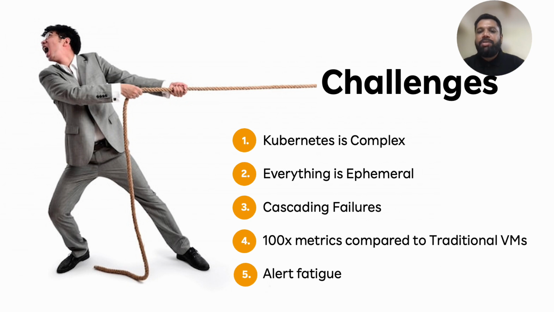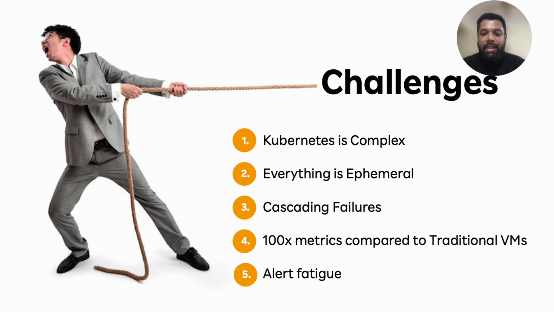Because of this extensive set of metrics, you get deep insights into the health, performance, and resource utilization of Kubernetes infrastructure. However, managing and analyzing this large volume of metrics can be challenging. It may require sophisticated monitoring and observability tools to extract actionable insights effectively.